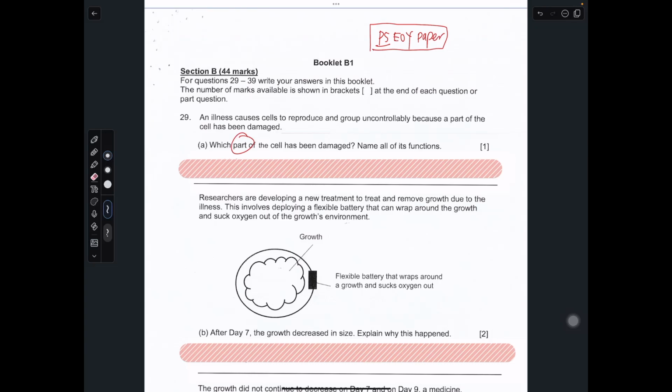Welcome back. Today I'll be going through a P5 end of year paper. There's 10 set of questions over here, so let's begin.